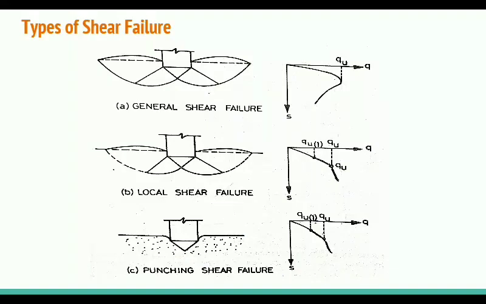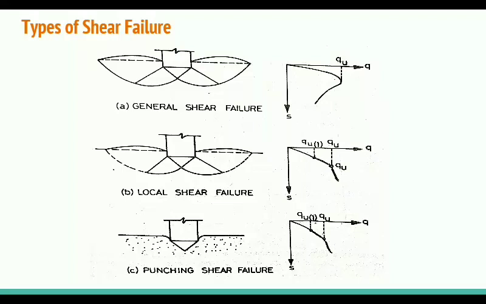Types of shear failure. There are three types of shear failure. The first one is the general shear failure, the second one is the local shear failure, and the last is the punching shear failure. In part A of this figure, there is a graph between the load intensity, which means load per unit area, and the settlement. Load intensity is plotted on the x-axis, and settlement is plotted vertically downward on the negative y-axis.